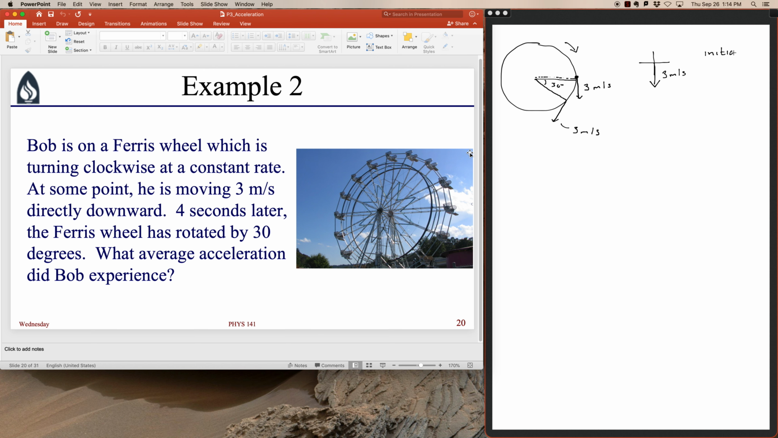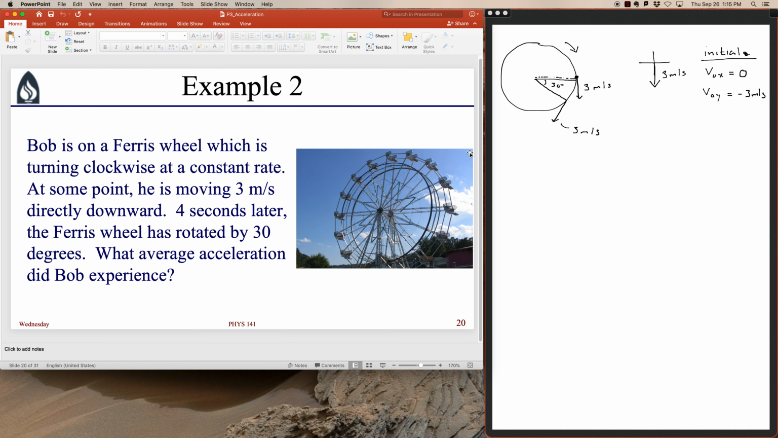So if we make a bit of a table of his initial velocity, we can see that in the x direction, well, there is no component of his initial velocity in the x direction, it's all in the y direction. So we can say that his initial velocity in the x direction is 0, and his initial velocity in the y direction is negative 3 meters per second, meaning Bob is moving at 3 meters per second in the downward y direction. So then let's take a more careful look at his final velocity, and we need to split this final velocity up into x and y components as well.